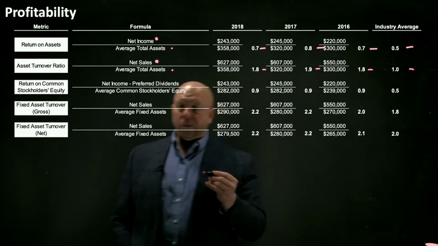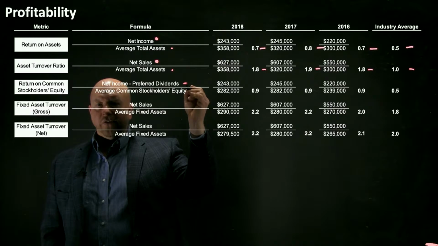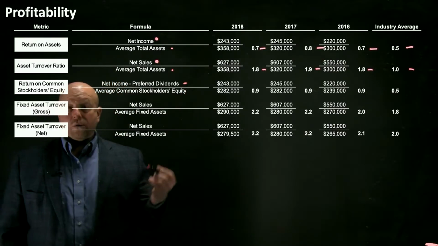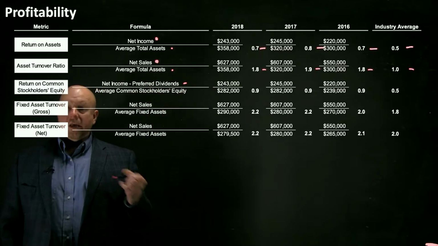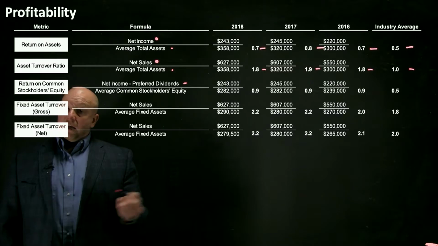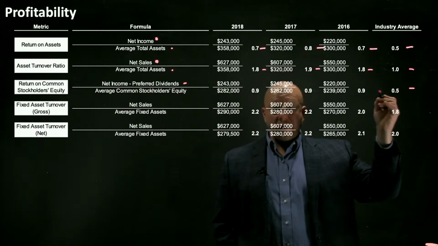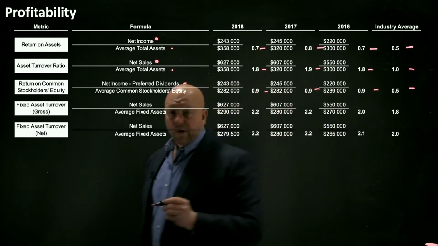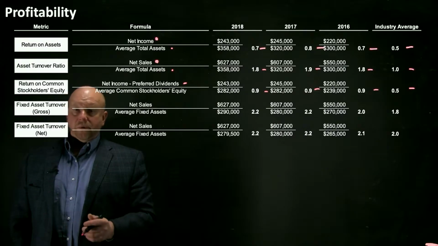So if we're trying to figure out the return on common shareholders' equity, we've got to subtract these preferred dividends because they're simply not available to the common shareholders. Now what we're looking at then is what is the net income that's available to the common shareholders divided by their average equity, and we would expect that higher is better. And another profitability metric that looks good for this company, industry average is 0.5. We've been steady at 0.9. We should be happy with that.